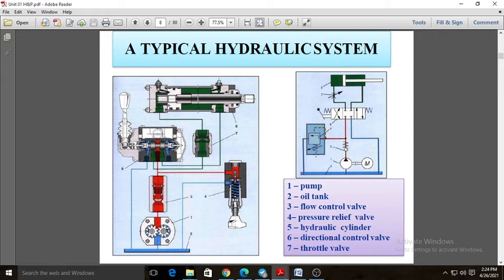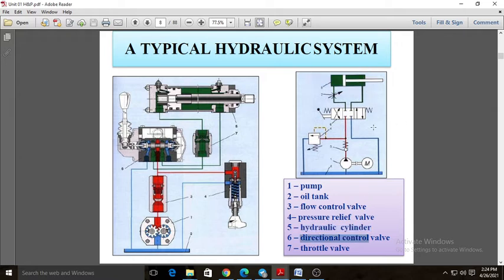Just a detailed information: the pressure relief valve acts as a safety device which relieves or reduces the excess pressure in the system, and it prevents the system from the damage of excess pressure. Then this is the hydraulic cylinder. You see, this is the hydraulic cylinder along with the piston.